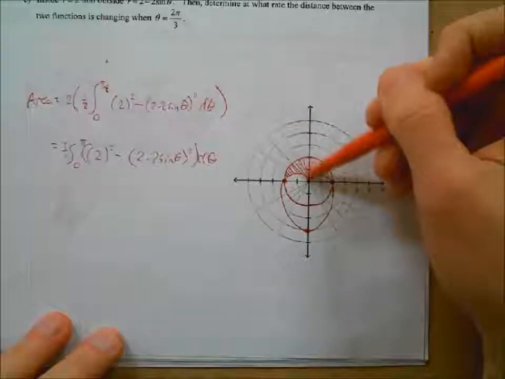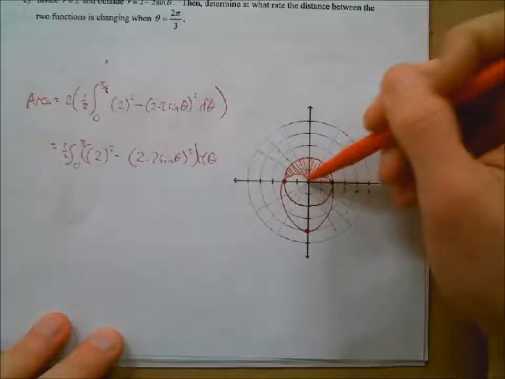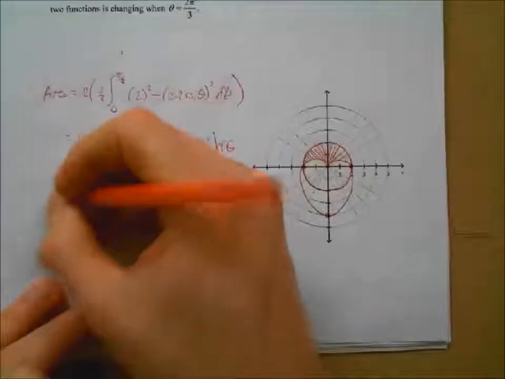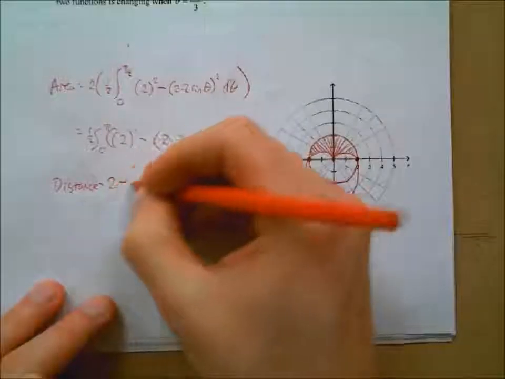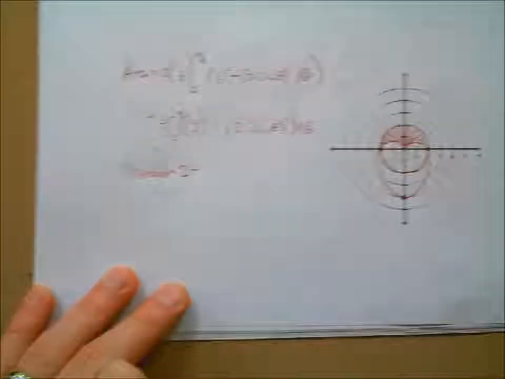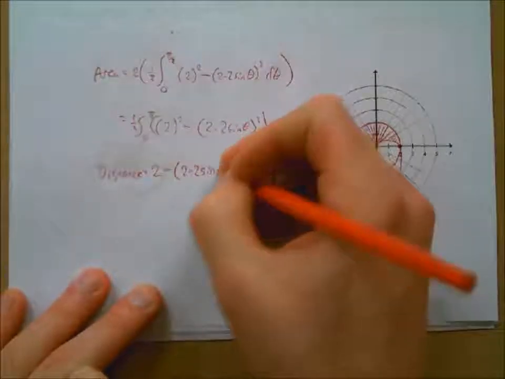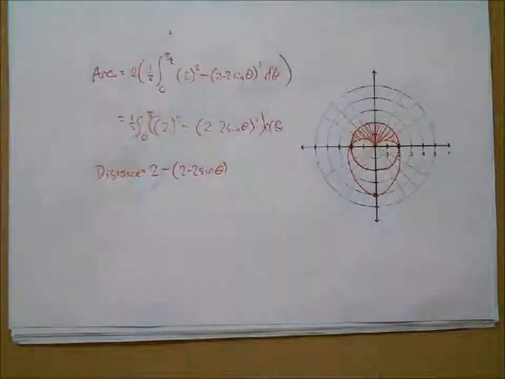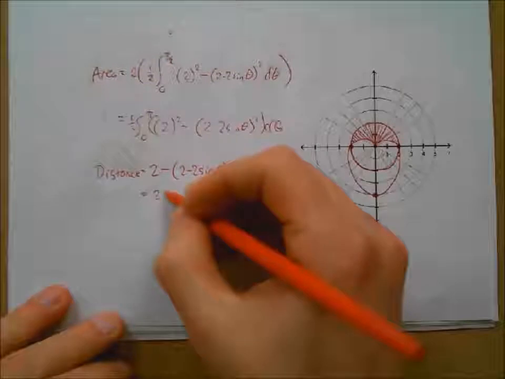So for polar, we don't do top minus bottom, we do outer minus inner, right? And so at 2π/3, what is the outer curve? Yeah, it's that r2, right? And then the inner one is 2 minus 2 sin θ. I'll zoom out some. There we go. The distance is going to be 2 minus the quantity 2 minus 2 sin θ. Okay, just like that. That's your distance. Or if we simplify, the 2's will cancel, and we get a positive 2 sin θ.